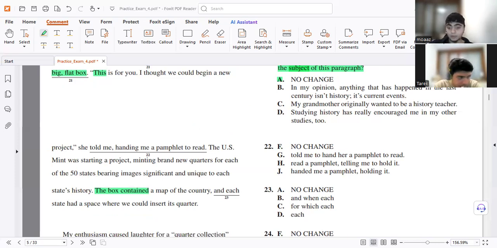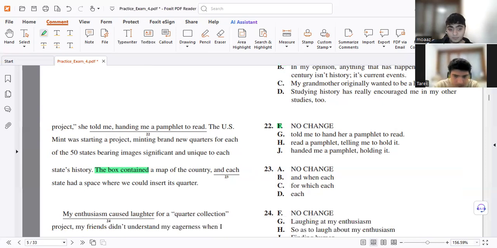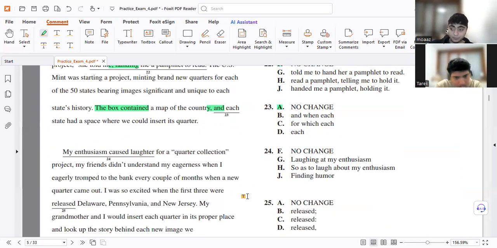22. For 22, I think it's F. Letter F, it's correct. Here, yeah. 23. 23, letter A, correct. For from using from boys, and here we use present participle phrase after sentence, correct. 24. For 24, I think it's J. 24, no, need to read again.